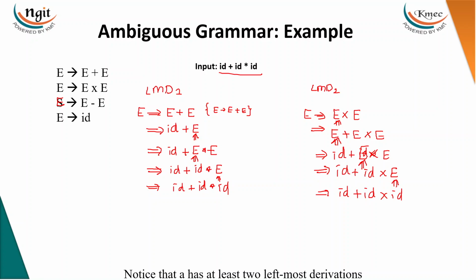two non-terminals. See, in the same leftmost derivation, in each and every step we have replaced the leftmost non-terminal only. You can cross verify here. In each and every step, the leftmost is replaced. So for the same string ID plus ID star ID, we got two different leftmost derivations. Then we can say that it is also an ambiguous grammar.